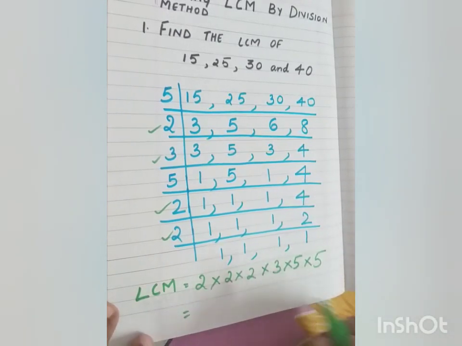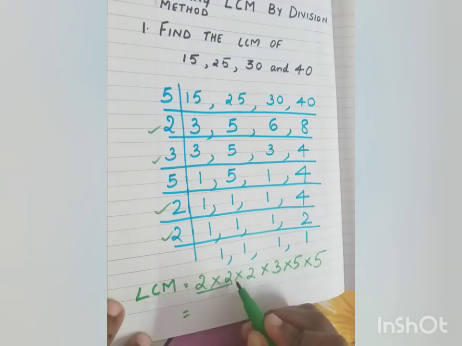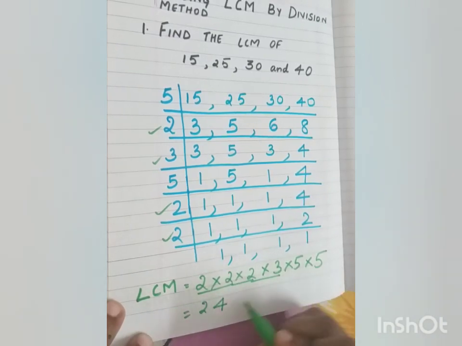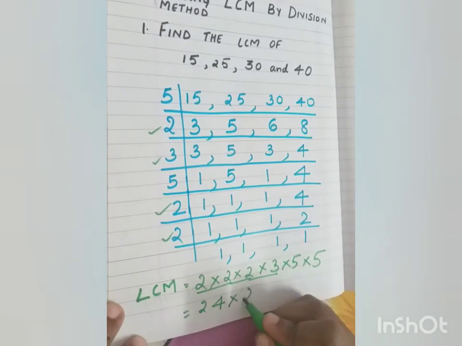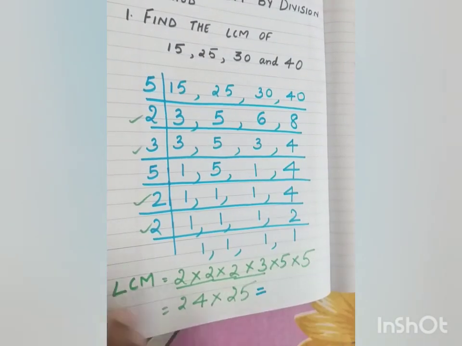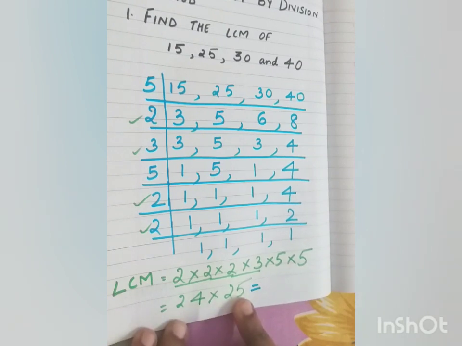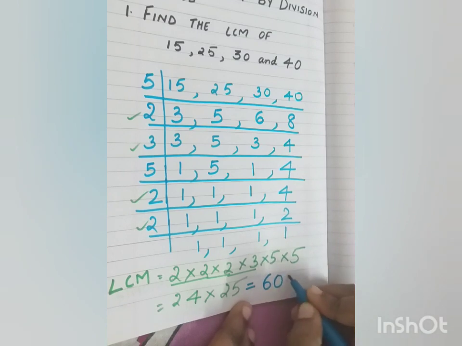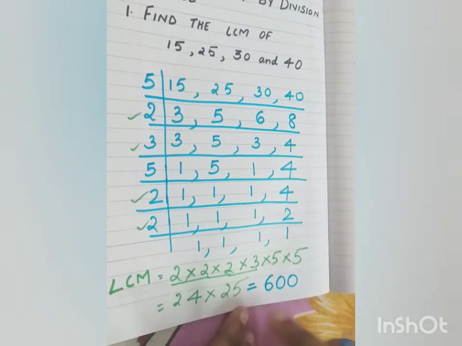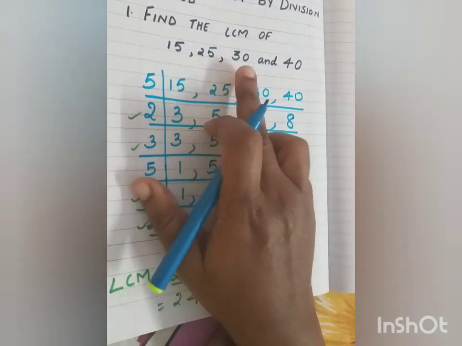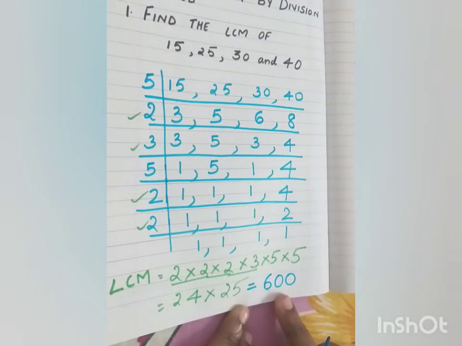So just multiply. 2 2s are 4, 4 2s are 8, 8 3s are 24. I'll just write 24, into 5 5s are 25. Children, just multiply and tell me the answer. 24 into 25, after multiplying we get 600. Therefore the LCM of 15, 25, 30 and 40 is 600.